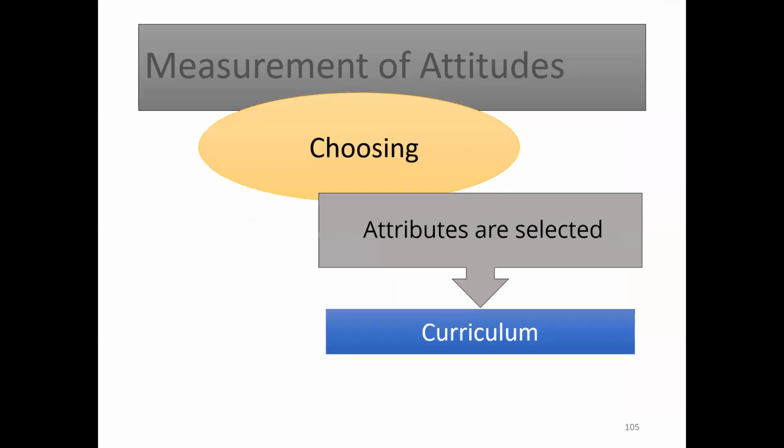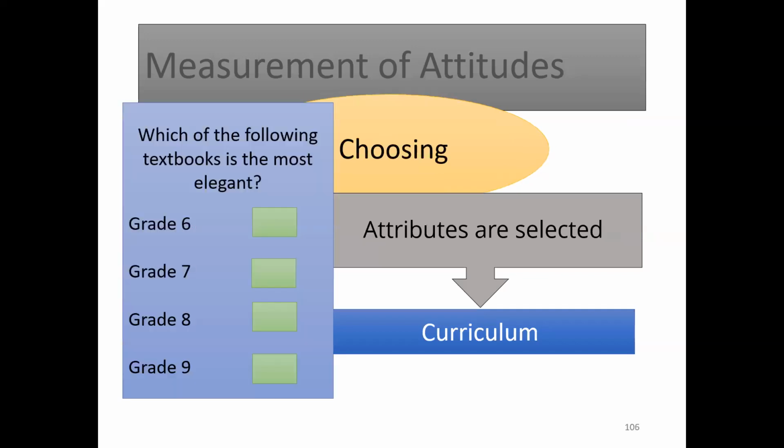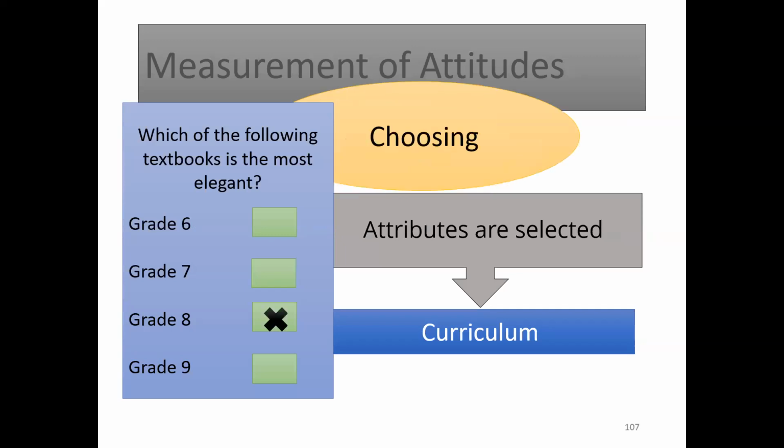So the last type is choosing. Choosing means you ask the candidate or the participants to select. This time not grouping, selecting. Example, which of the following textbooks is the most elegant? They will select. Okay, grade 8 is the most elegant one. Which of the following textbooks is the most useful? They will select grade 8.